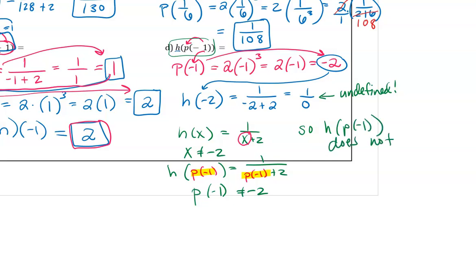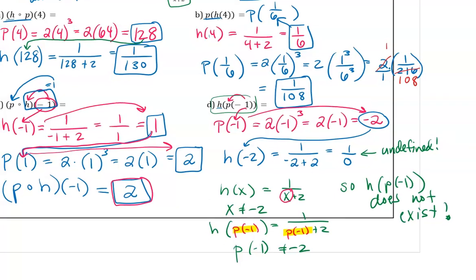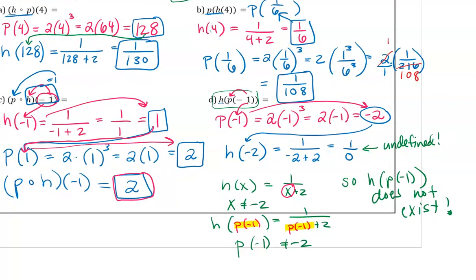So we just have to be aware of that. The domain for h of x is now being plugged in by the range of p. So basically the range of p in this particular context can't be -2 if I'm going to plug p into h. And since it was in this case, then this value just doesn't exist.